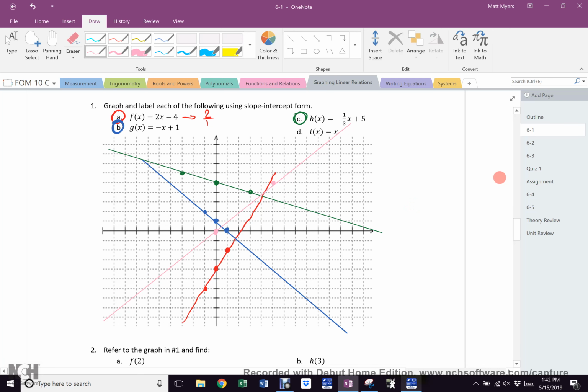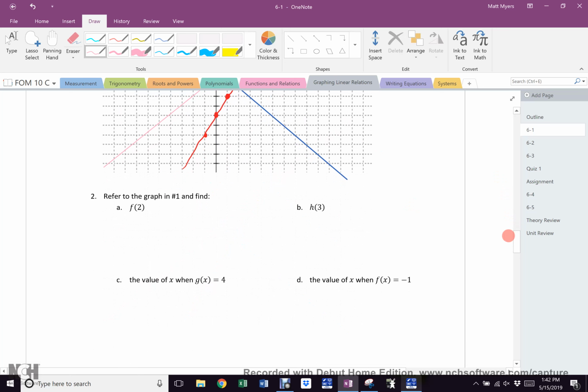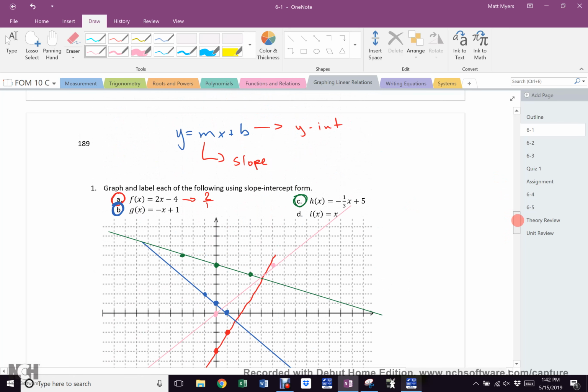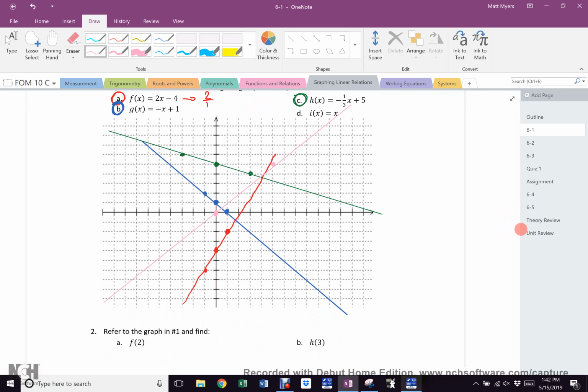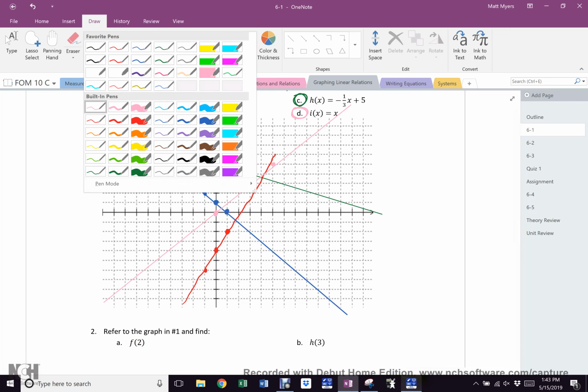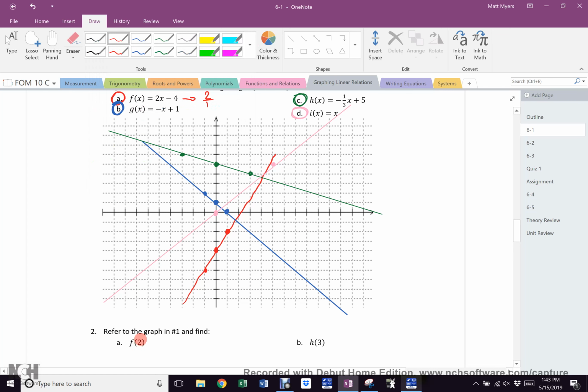Now, this stuff is all stuff from the last unit, yeah? F of 2. What color line should I be looking at to do the F of 2? A, the red one, right? Is that an X or a Y value? That's an X value. So I go out to 2. And what is my Y value there? 0. The F of 2 equals 0.